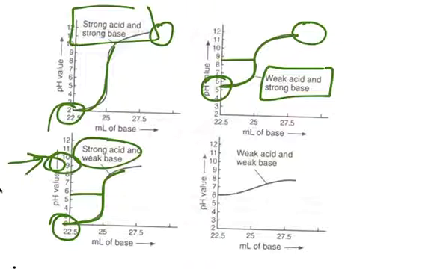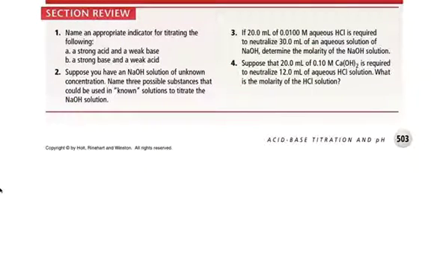So here the equivalence point is above 7, here it's at 7, here it's below 7, and if we have a weak acid and a weak base, we're just going to have a general curve, and ideally the equivalence point is going to be around 7, but it's going to be hard to pick that equivalence point because we don't have that steep jump in pH.